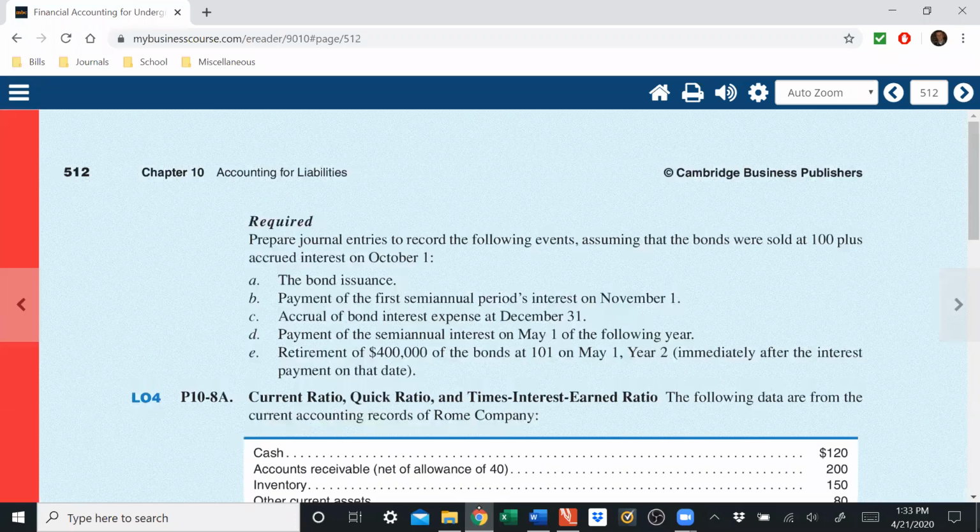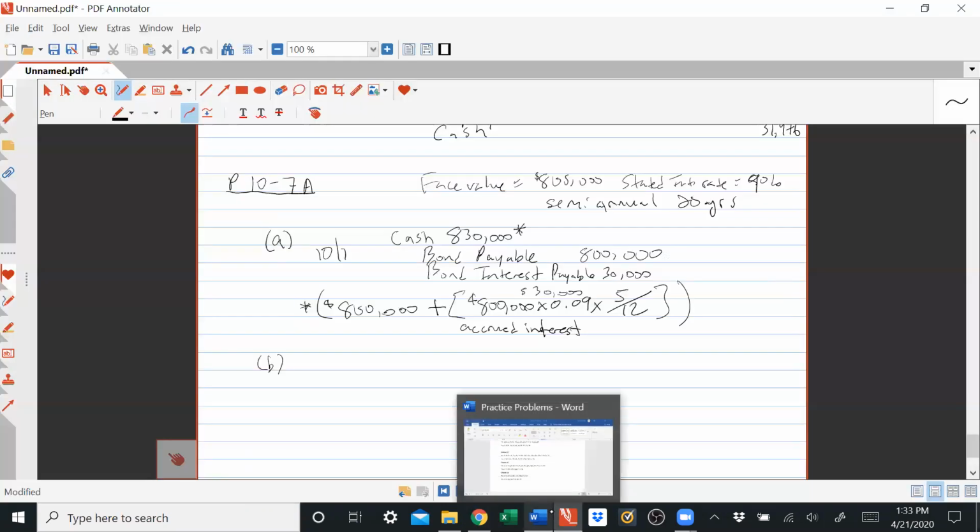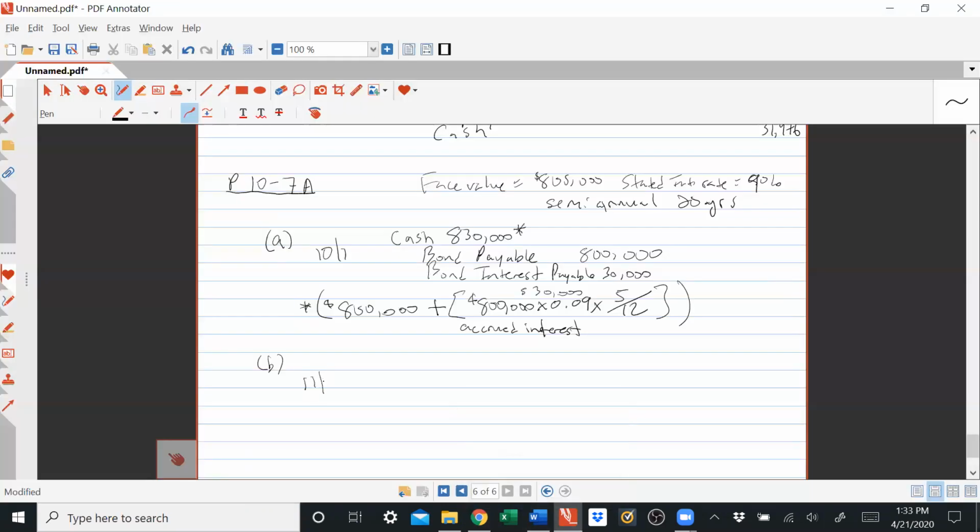Part B, payment of the first semi-annual period's interest on November 1st. November 1st is 1 month after October 1st. November 1st and May 1st are the two dates stated on the bond certificate that we're going to pay interest. So November 1st comes around. It happens to be 1 month after we issued the bond, but we owe interest.